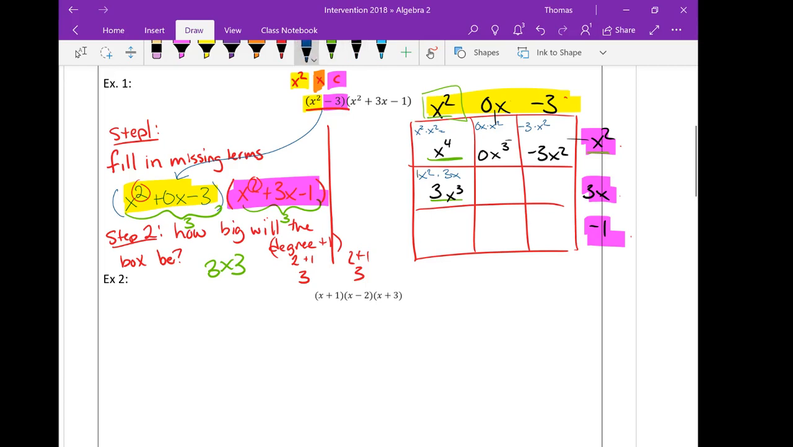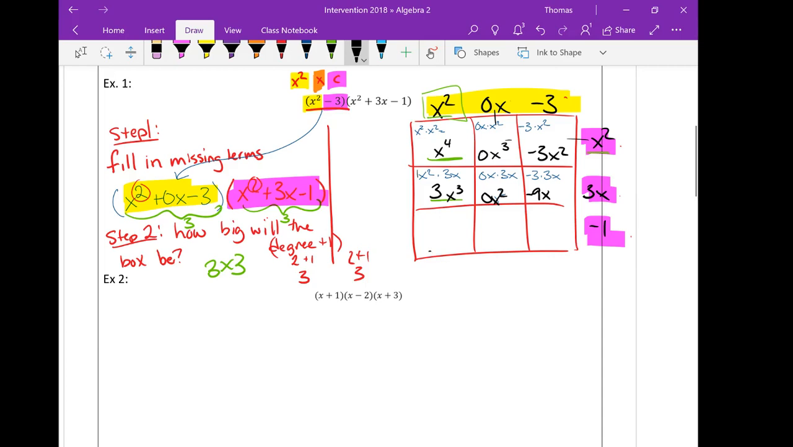Alright, for the next one we have 0x times 3x. So for the numbers, 0 times 3 is 0. X times x, that's 1, 2 x's being multiplied together, so that's x squared. So right, we have negative 3 times 3x. Negative 3 times 3 is negative, and positive is negative. 3 times 3 is 9. And then our x, so negative 9x there.